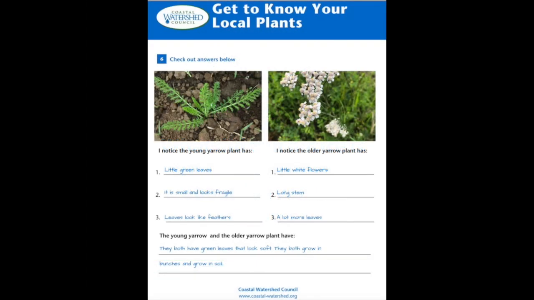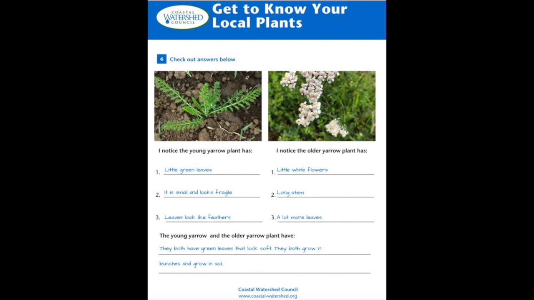Awesome. So I'll share as well. I noticed that the young yarrow plant has little green leaves. It is small and it looks fragile, like I had to be careful if I touch it. The leaves look like feathers.